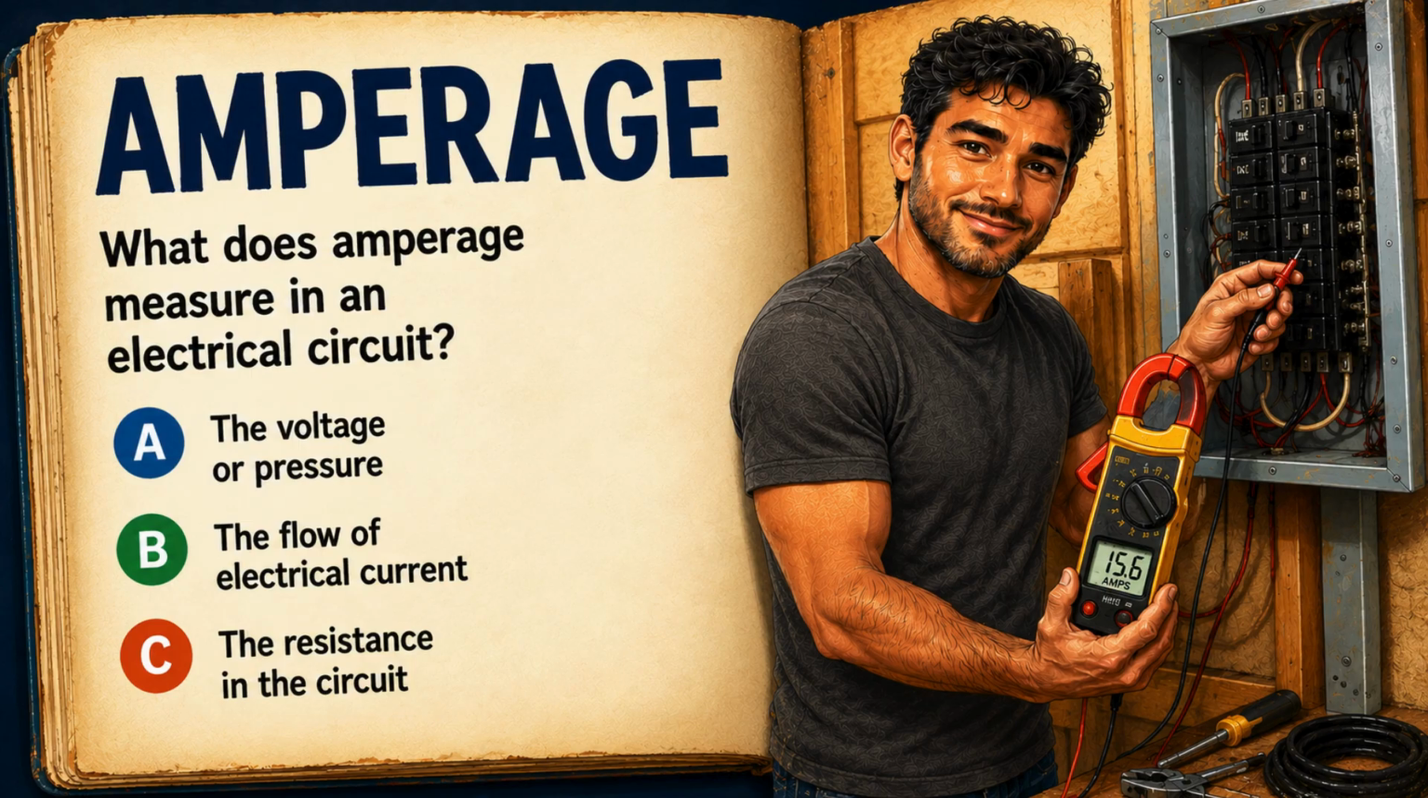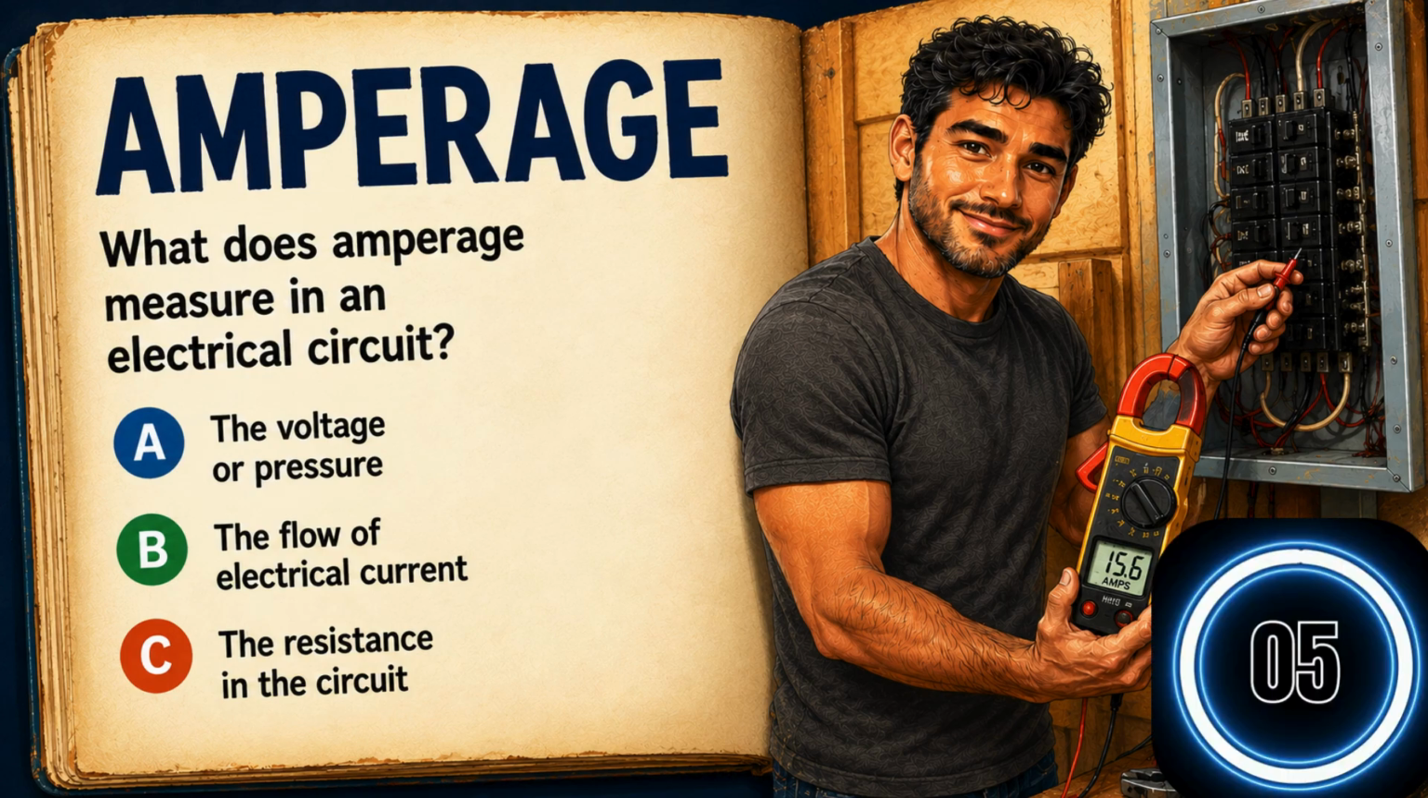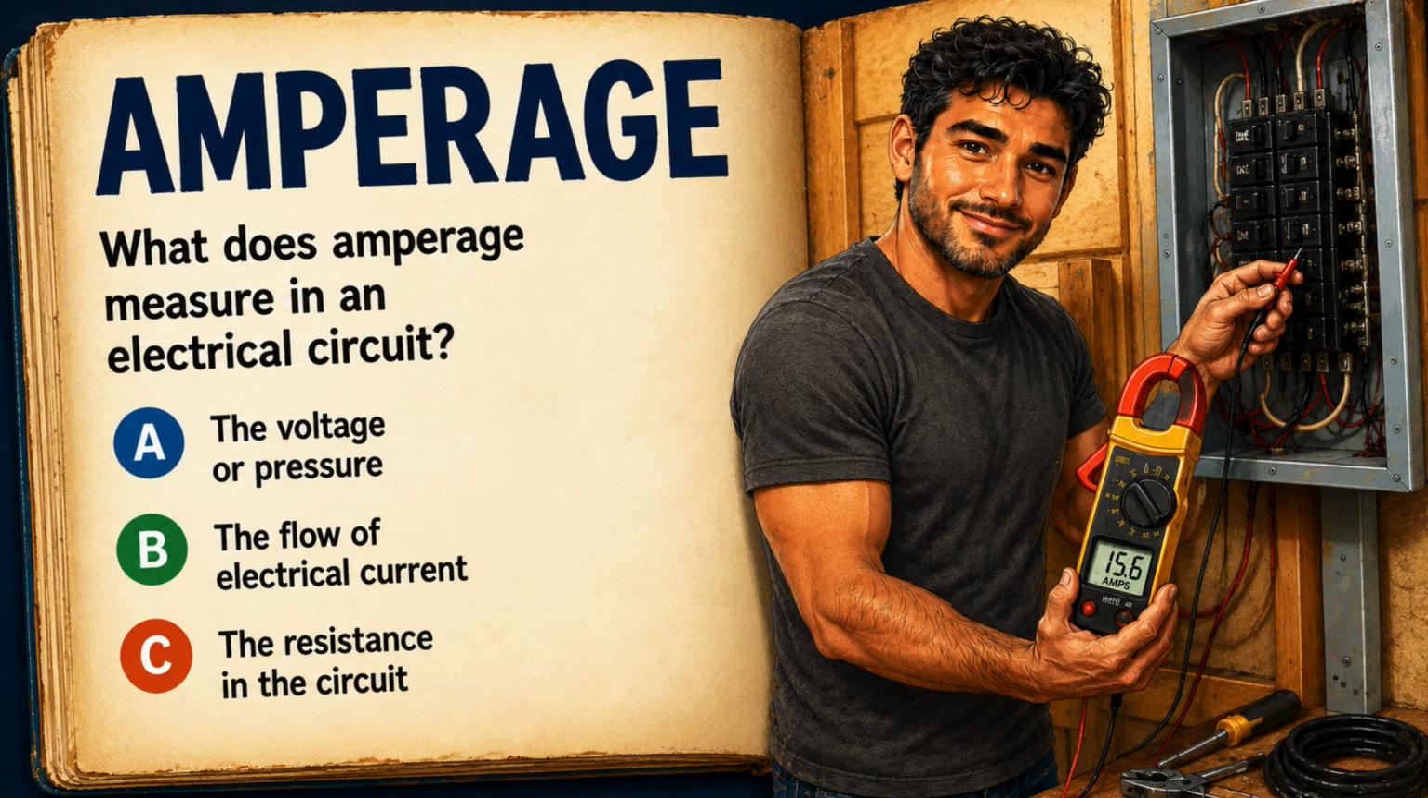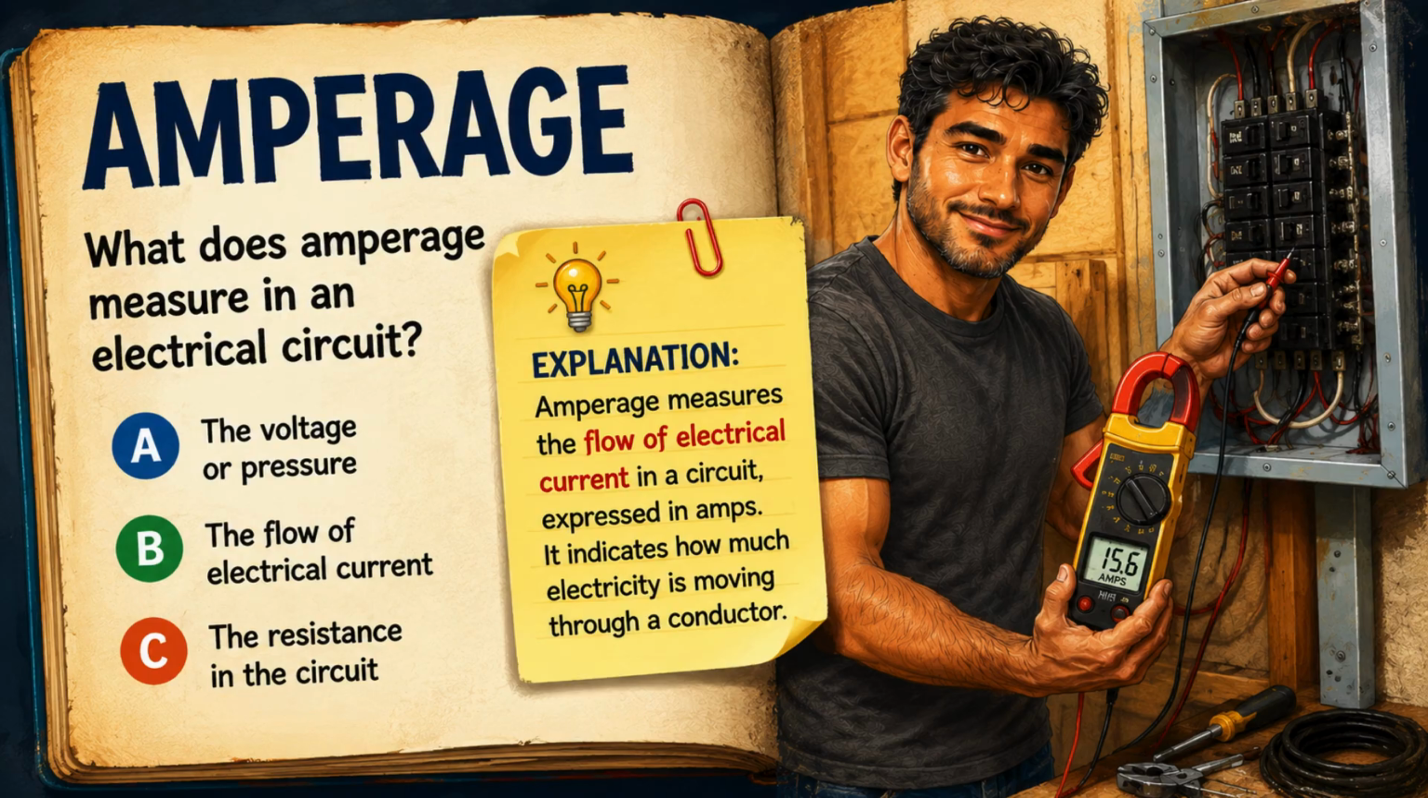What does amperage measure in an electrical circuit? A, the voltage or pressure, B, the flow of electrical current, or C, the resistance in the circuit? The answer is B, the flow of electrical current. Amperage measures the flow of electrical current in a circuit, expressed in amps. It indicates how much electricity is moving through a conductor.